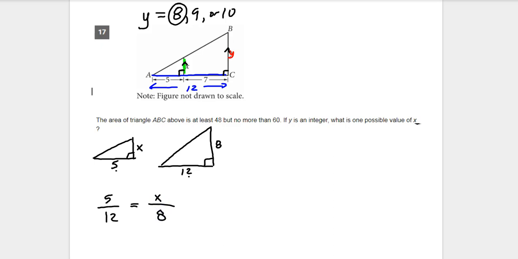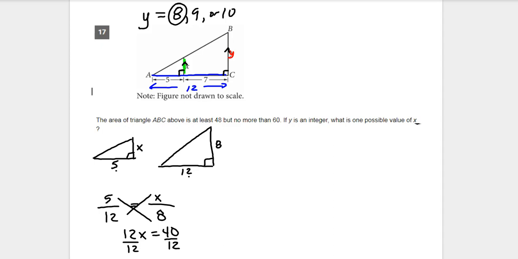When I cross multiply, that's how you solve proportions, I get 12x equals 40. If I had a calculator, I might punch that in, but I don't have one, so I'm just going to divide by 12, divide by 12. On the SAT, you can do decimals or fractions. I prefer to leave them as fractions and reduce them down. I think it's easier, and I'm not going to mess around with long division by hand.